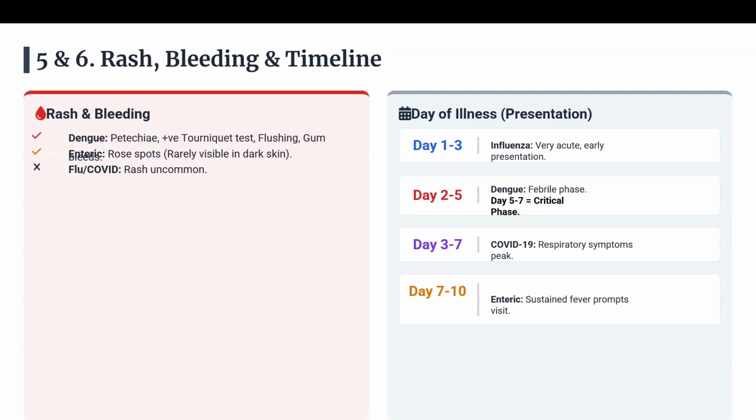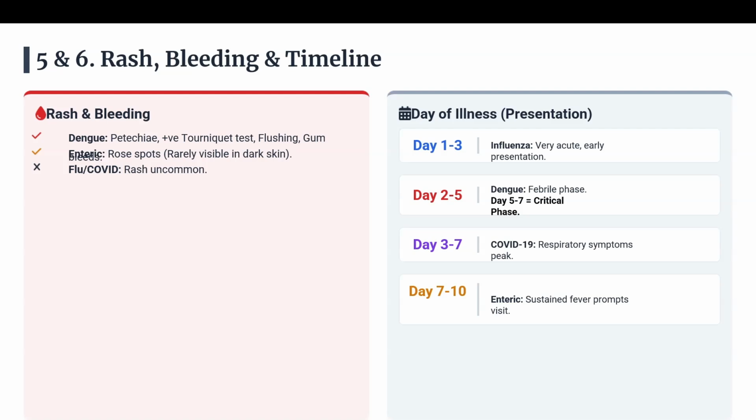The day of illness, as discussed earlier: influenza presents very acutely, that is, early presentation around day 1 to 3. Whereas in dengue, the patients usually present around day 3 to day 5 mark, in the febrile phase, with high grade fever with chills, severe fatigue, body pain, breakbone kind of fever. The patient usually presents around day 2 to day 5 in case of dengue.